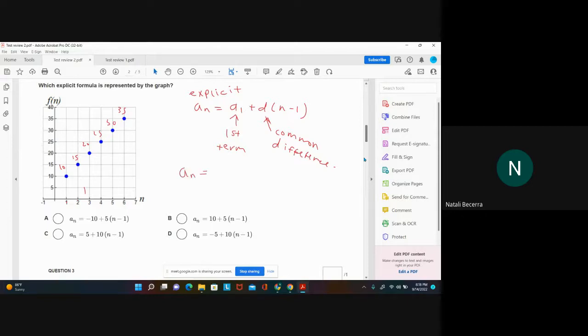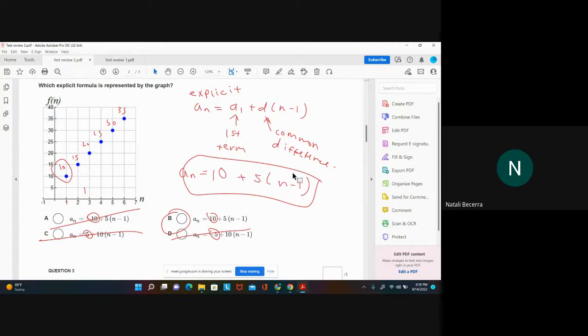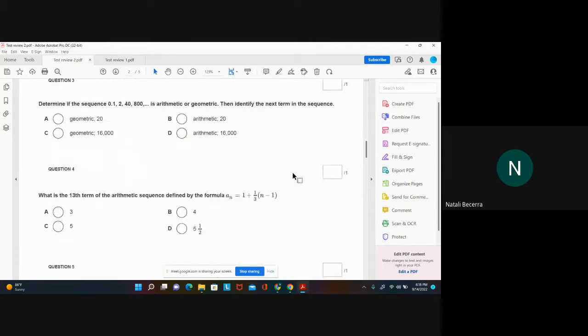Now, what is my first term? My first term is 10. So I'm going to have 10 right here at the front. That's a positive 10. So right here they have negative 5. That's wrong. I want 10. They have 5. No, that's wrong. They have negative 10. That's wrong. The only one that's right is this one. So plus d, like I said, that's your common difference. The number we kept adding every time was 5. So 5 parentheses n minus 1. That matches B. All right, moving on.